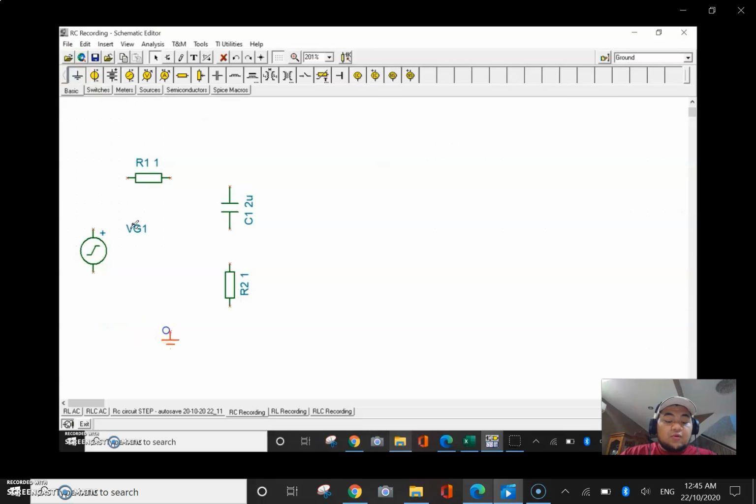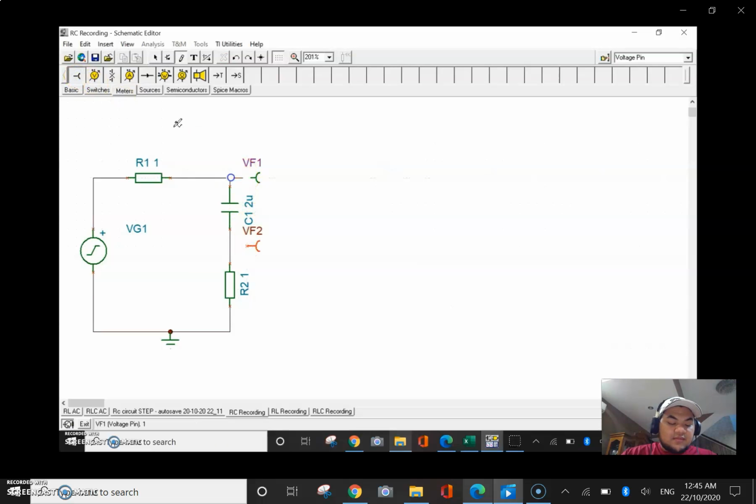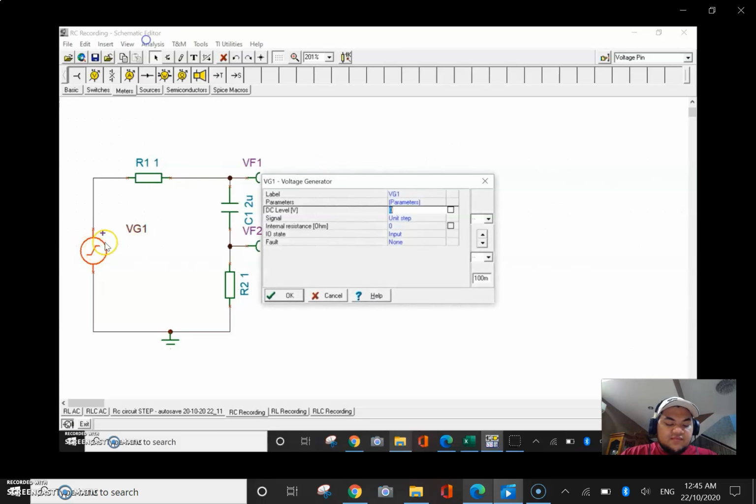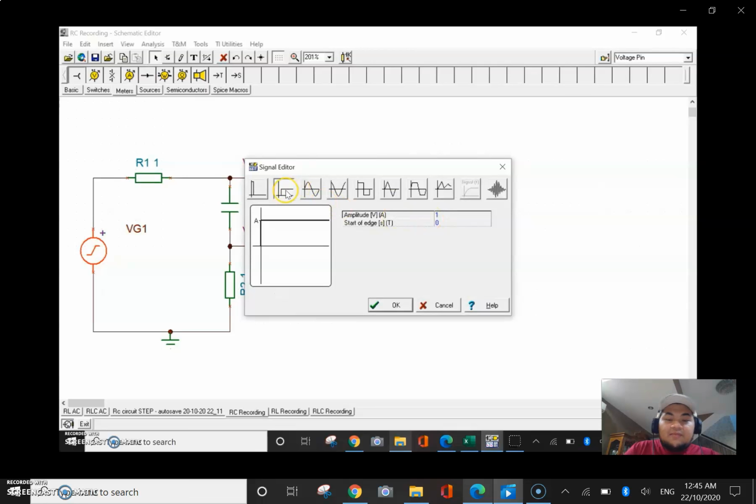Once we place the components, we will connect them with wire like so. Then two voltage pins will be placed as such, one after R1 and another after C1, so that we can obtain a reading using the oscilloscope. For the voltage source, we will be using unit step to simulate using an AC generator with amplitude of 1 and DC level of 0.